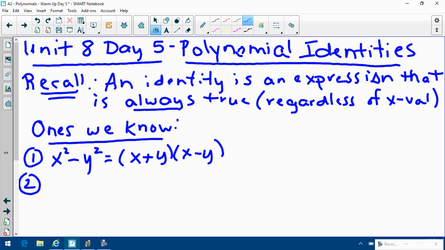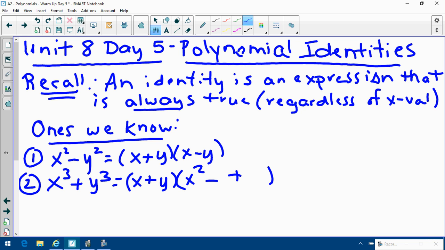And this year we've done 2 more, and that's what you also saw in the warm-up. The sum of cubes, x cubed plus y cubed, is always the same as a binomial times a trinomial, plus minus plus. This is x plus y. This would be x squared, xy, and y squared. And that's a statement that's always true no matter what x and y is also.